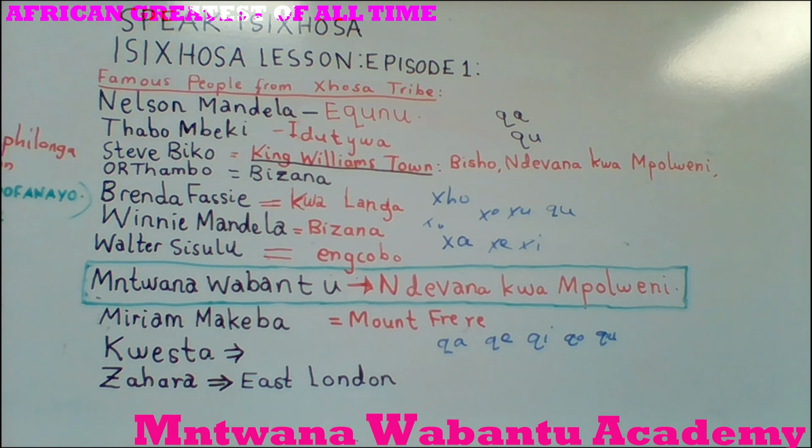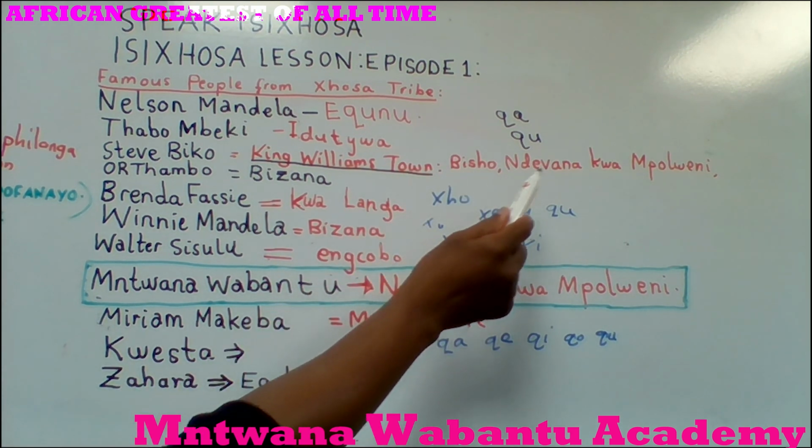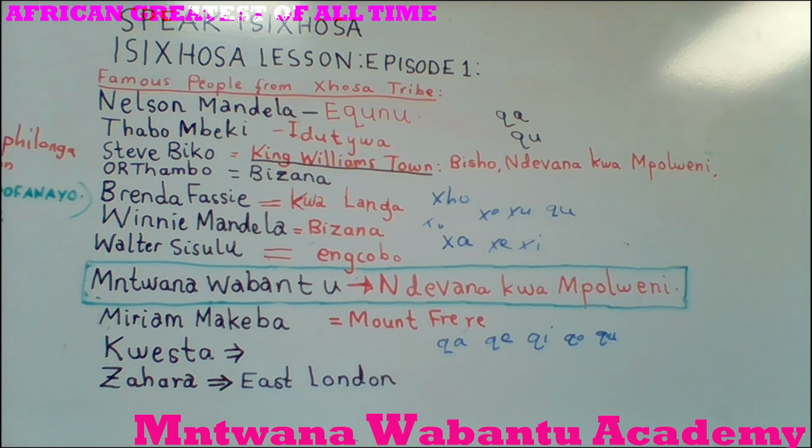A lot of things, man. You can try to do your research. He is from King Williamstown, which is one of the towns in the Eastern Cape. In King Williamstown, you find places like Bisho, Ginsberg, Zwelitsha, and Oliver Tambo.